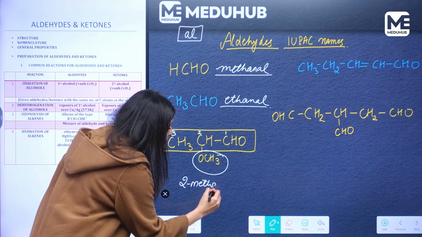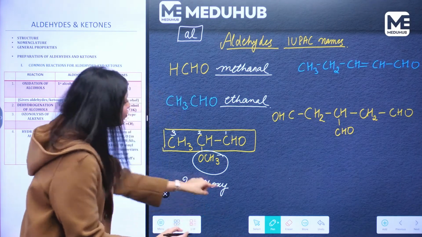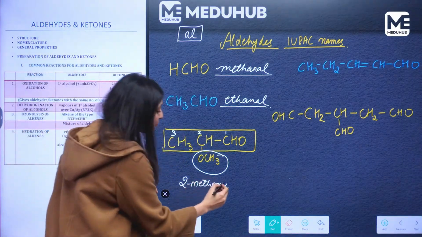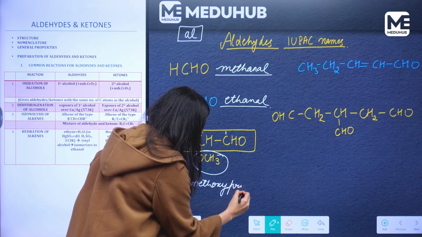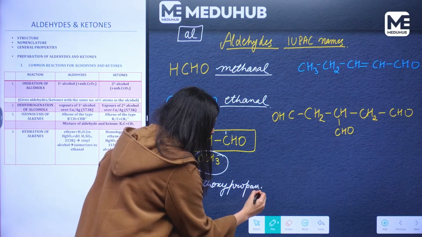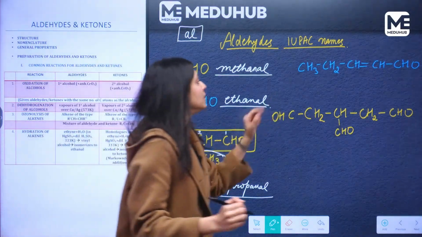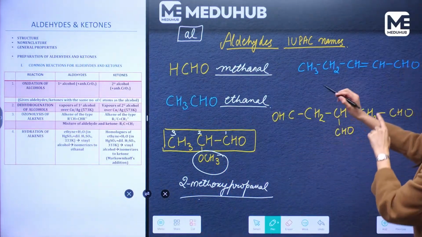Since there is a methoxy group at second carbon, 2-methoxy, and there are 3 carbons derived from propane, so this will be propanol. 3-methoxy propanol. Look at this example here now.